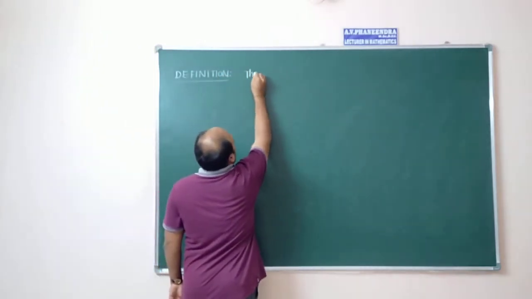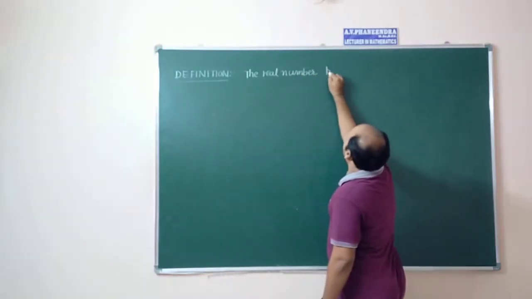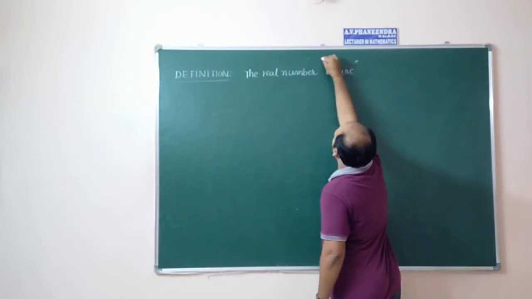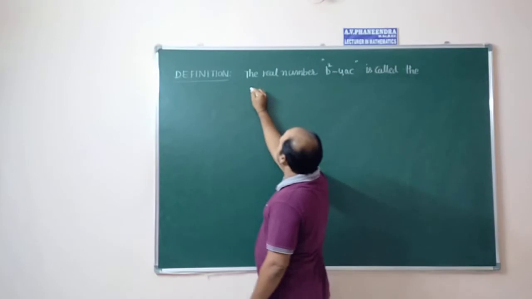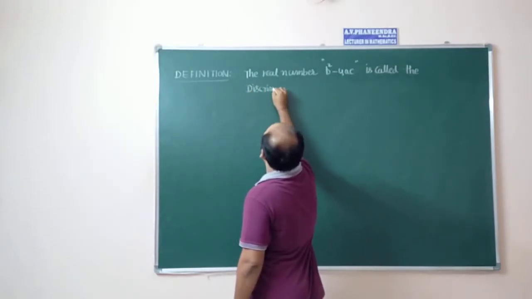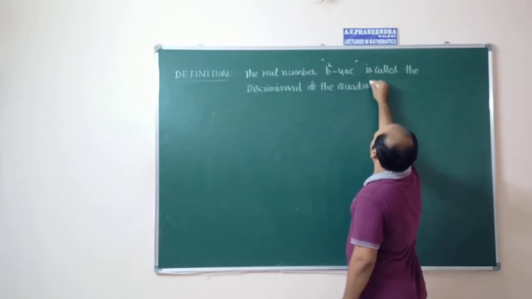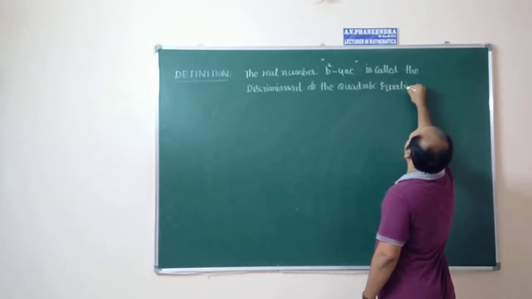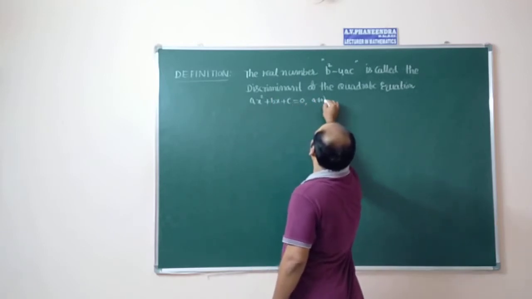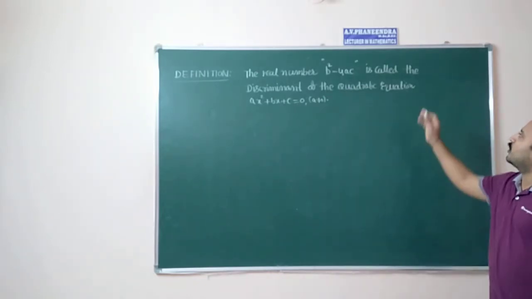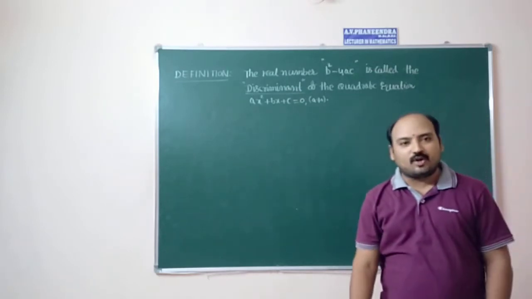The real number b square minus 4ac is called the discriminant of the quadratic equation ax square plus bx plus c equal to 0, where a is not equal to 0.